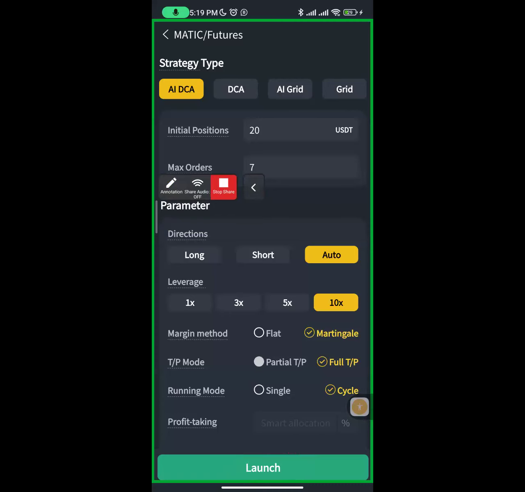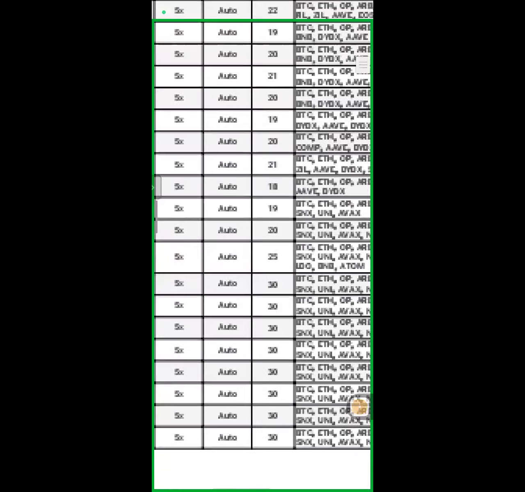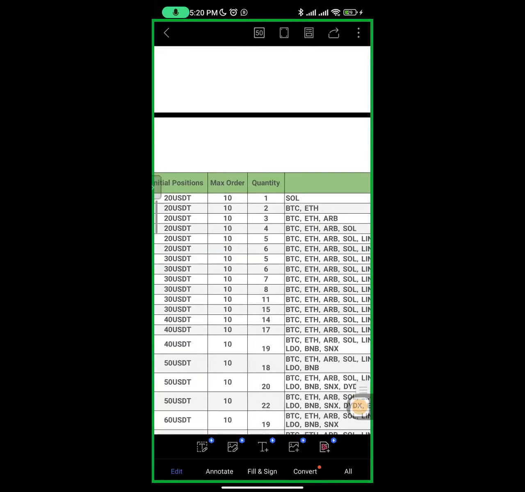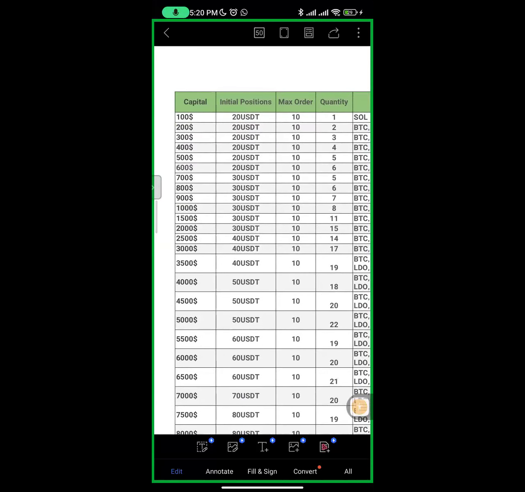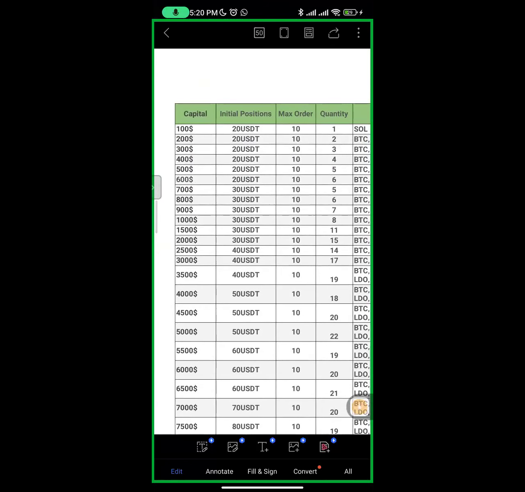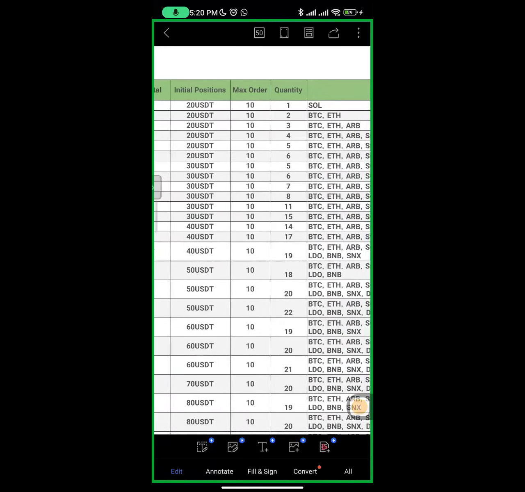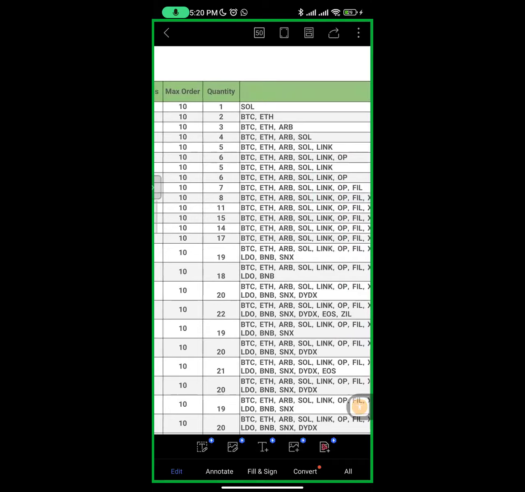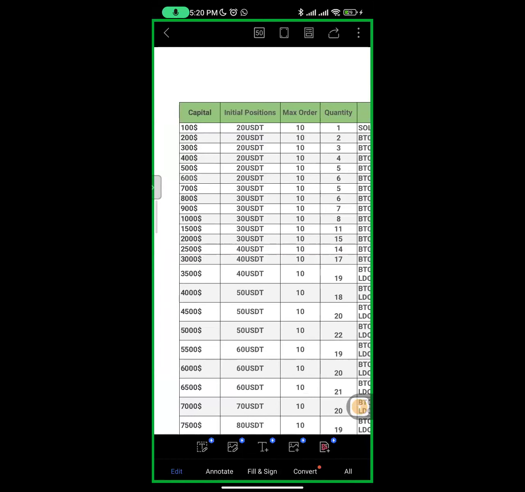Now, let's go to the sports. So the same thing for the sports. Now, this is for sports. You come to the chart that has that of sports. So this is a chart for sports. So you have $100, you come here, the capital is 100, initial position is 20, maximum order is 10, the quantity of coin is just one coin because that's $100. So you can see the chart all the way, depending on your capital. So it's not limited. It's just all the way.